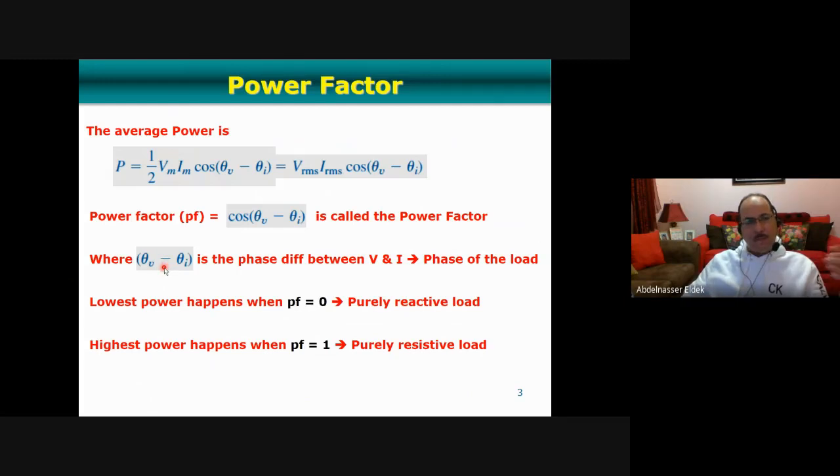It will be 1 for what? For a resistive element. If you have a resistor, you don't have any phase shift, so the power factor is 1. This is a purely resistive element. But if you have a reactive element, only a capacitor or only an inductor, the phase shift is 90 or negative 90. Cosine of this is 0, so the power factor is 0.